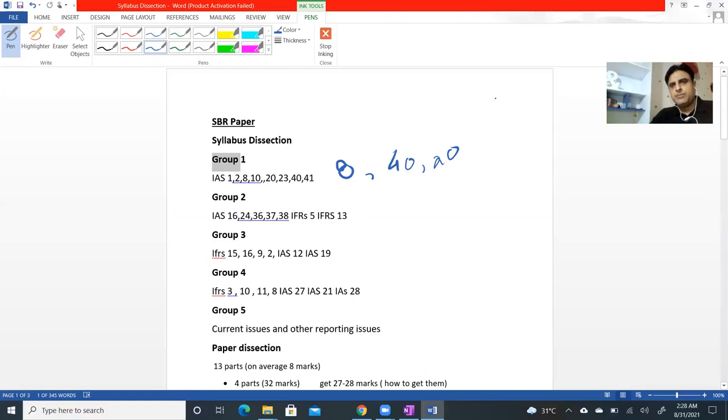Then if I move towards group 2, in group 2, I placed some mediocre level difficult accounting standards. These accounting standards, you also have studied in your previous papers like IAS 16 PPE, IAS 36, 37, 38, IFRS 5 and IFRS 13. Although I have placed IAS 24, if you don't want to place it here, it's okay. IAS 24 is related with related party disclosures. So for your simplicity, I am placing IAS 24 here.